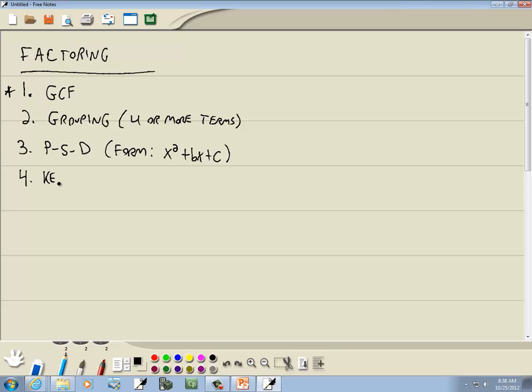Our fourth method is the key number, and this is when you have the form ax squared plus bx plus c. Our fifth method is DOTS, difference of two squares, and this is two terms with a minus between them.